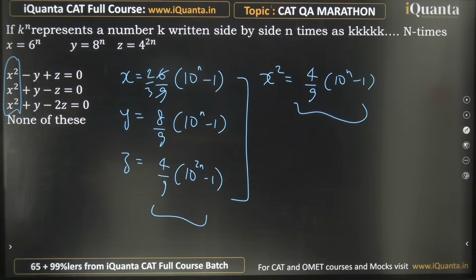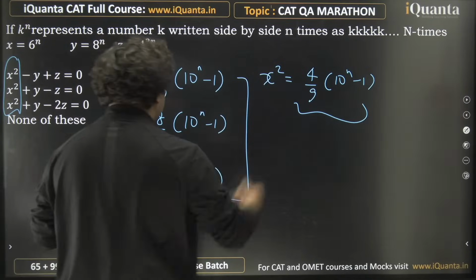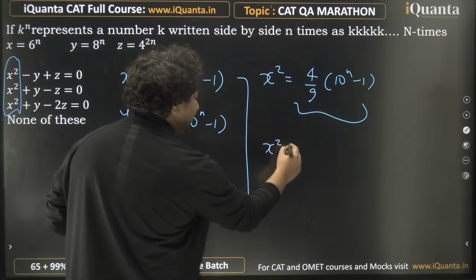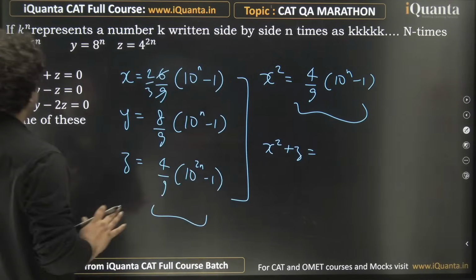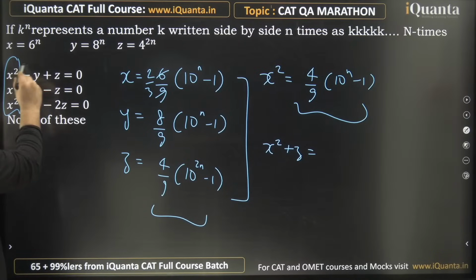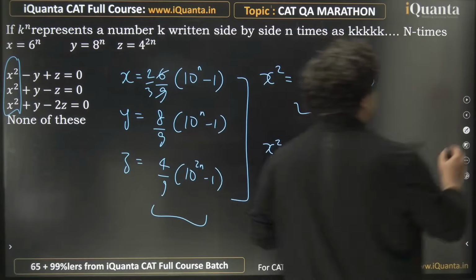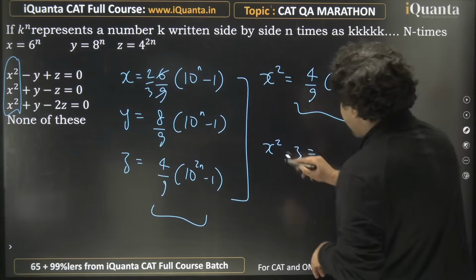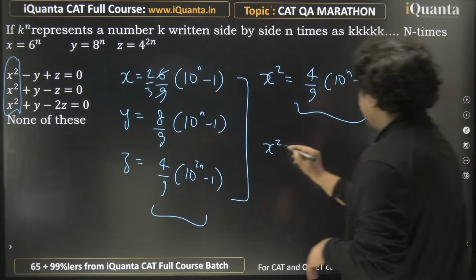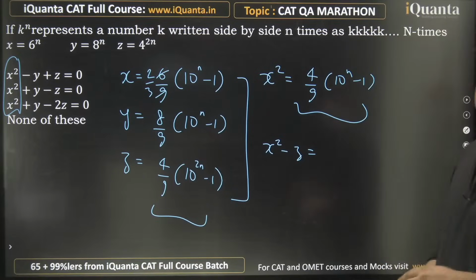All right. We have 4 by 9 common in these two. So let us add x square and z. I am adding because I have two options. I have an option where z is getting added, and an option where z is getting subtracted. I have all sorts of options like that. Because two subtractions are there, it's better to subtract z from x square. Let's do that. Come on, be quick.